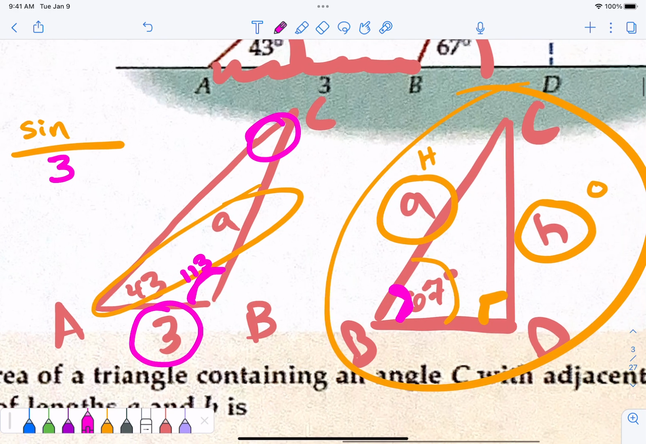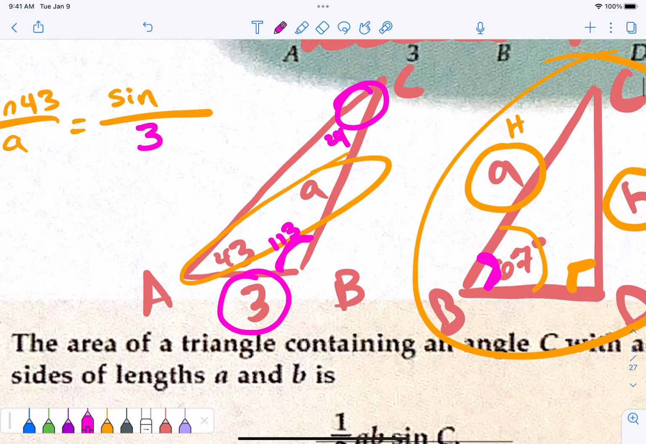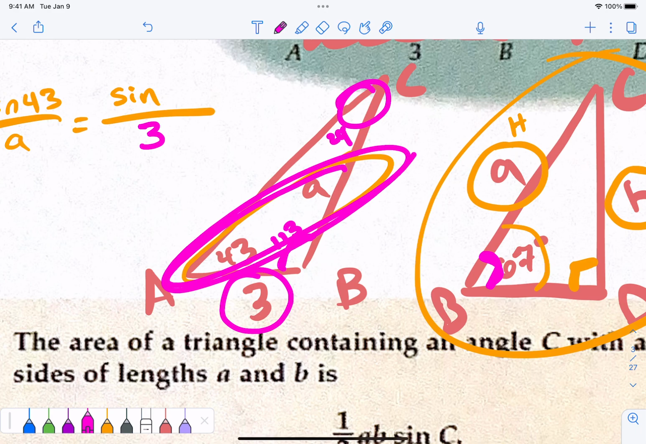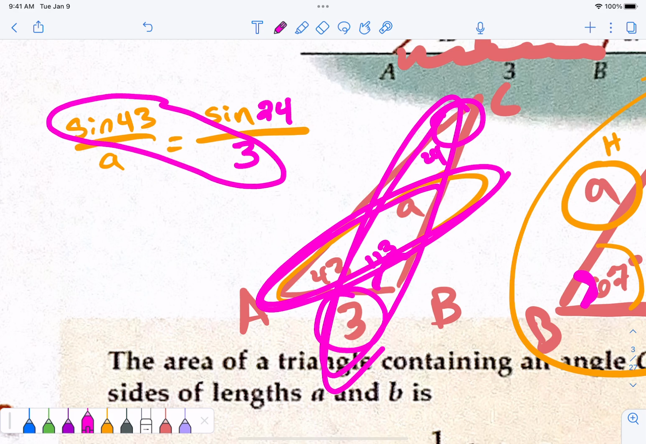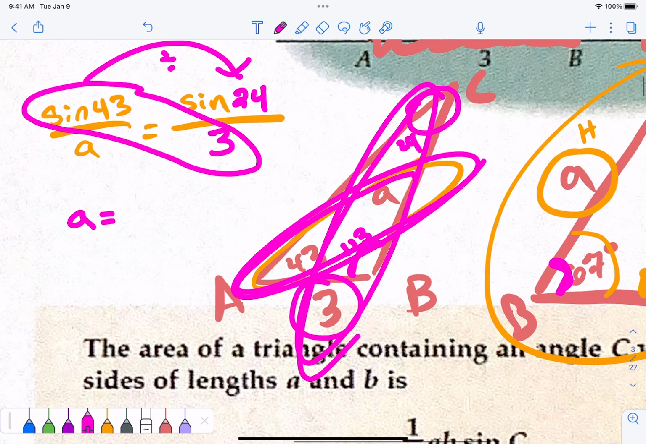If that's 113, then what would this angle up top be? 24. Perfect. Now I can use 43 and A as one grouping, and 24 and 3 as my other grouping. So sine 24 over 3. You see how we got that? Now we have to solve for A. I'm going to cross multiply, and then divide by sine 24. Do you have to do the inverse sine? No, because you're only solving for A. So cross multiply those, divide by sine 24. Let's get A. What do you got?